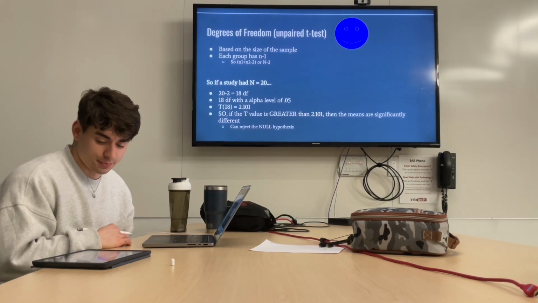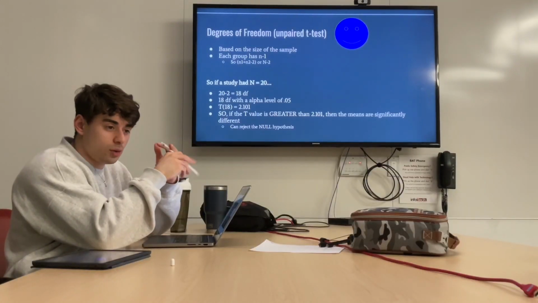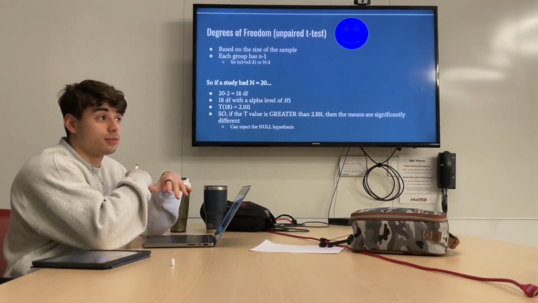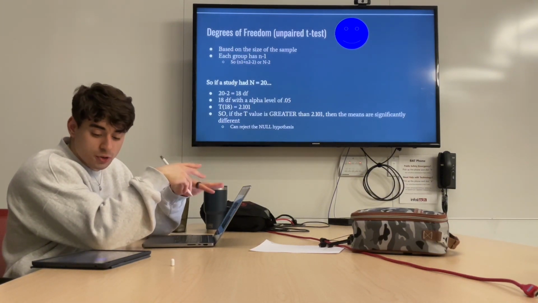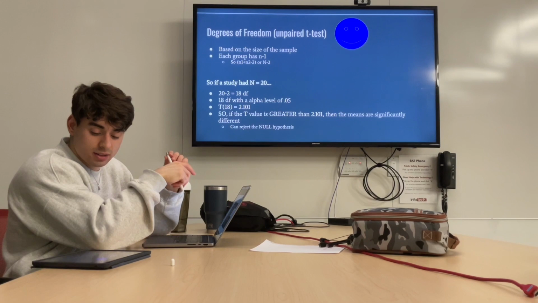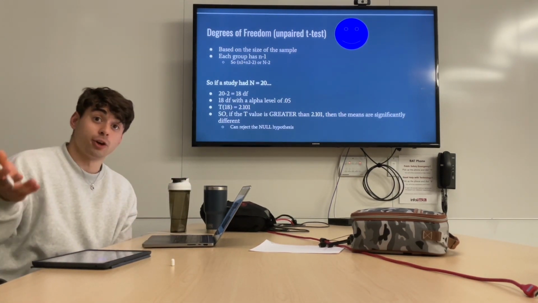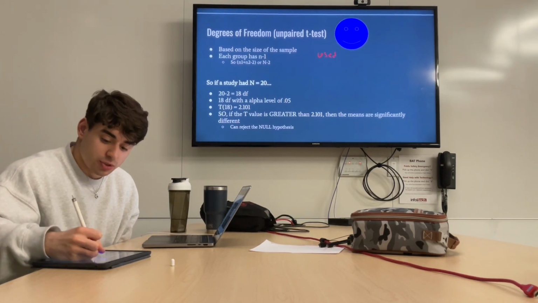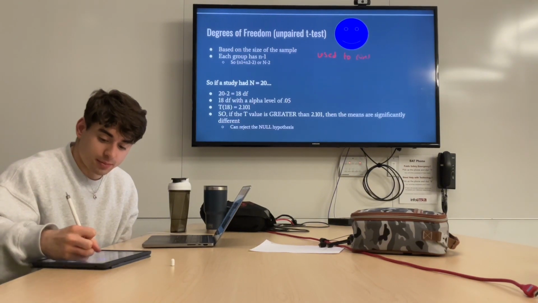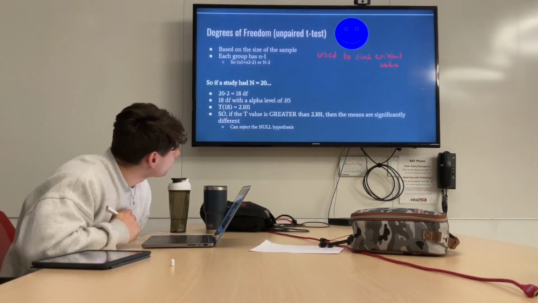So degrees of freedom. Each test, t-test, ANOVA, two-way ANOVA, unpaired t-test, they all have different ways they calculate degrees of freedom. So she's not gonna ask you that. I'm just gonna use an example for the unpaired t-test here. Just know that degrees of freedom are used to find your critical value.